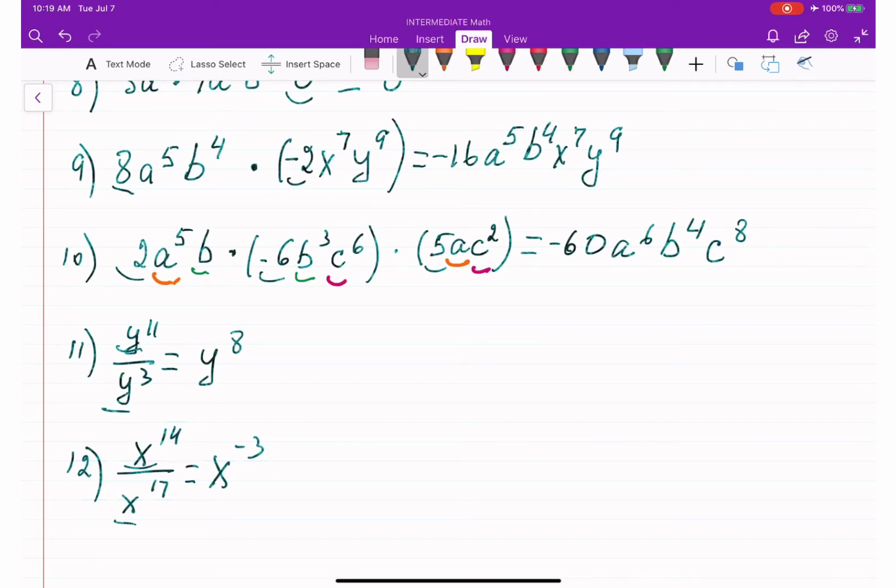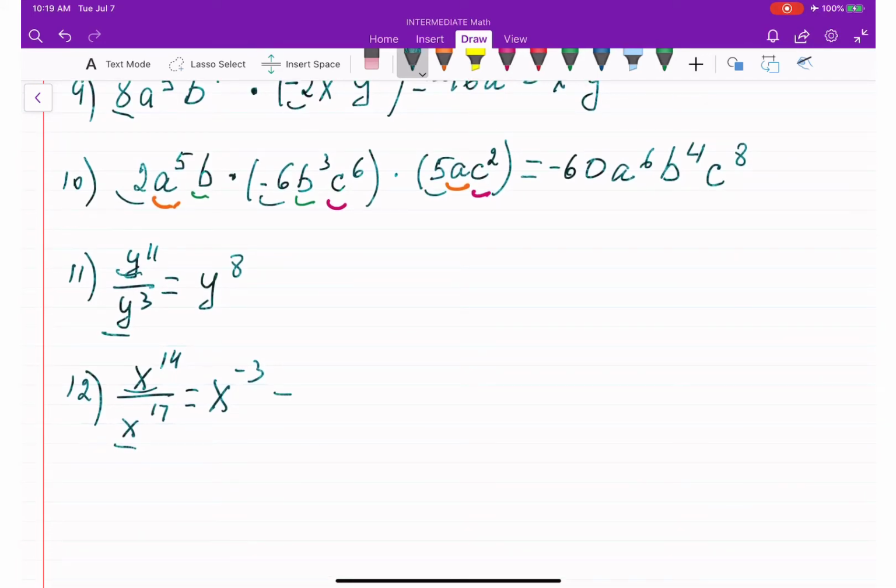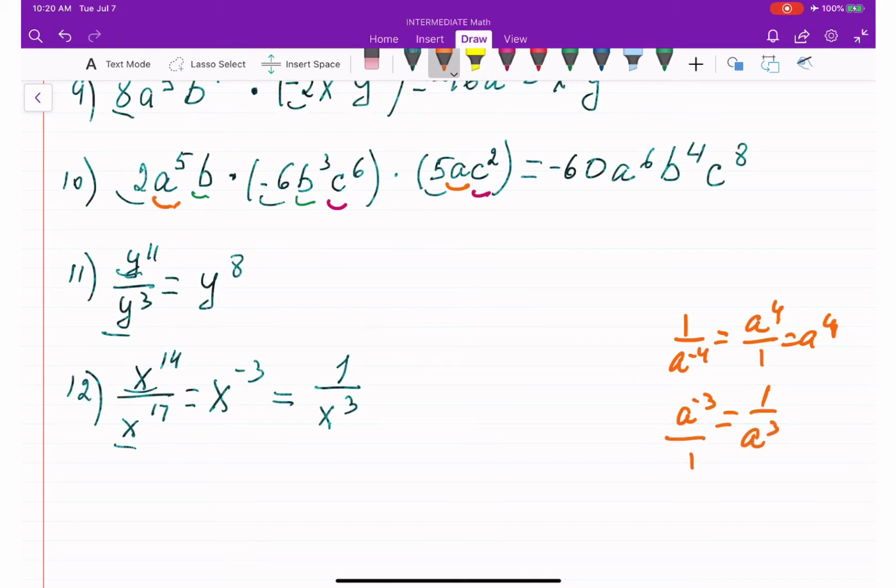So at this point, let me write down this one. When we have a negative exponent, we flip the fraction, and it becomes x to the positive 3. So let me do some drafting here. 1 over a to the negative 4 is going to be positive a to the 4 over 1. So you flip it, which is a to the 4. You flip the fraction, and the negative exponent becomes positive. Or a to the negative 3 is going to be 1 over a to the positive 3. So if it's in the denominator, it comes to the numerator with the positive exponent. If it's in the numerator with a negative exponent, it comes to the denominator with a positive exponent, okay?